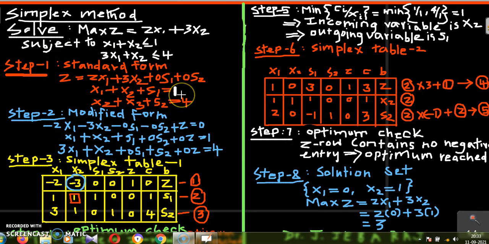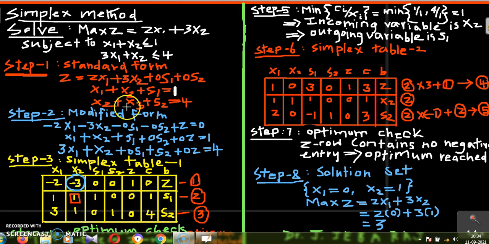For the second equation I am writing x1 plus x2 plus s1, but s2 is not coming, therefore I can write plus 0 into s2, and z is not coming in this equation, therefore I take plus 0 into z. Then the right hand side we have 1.